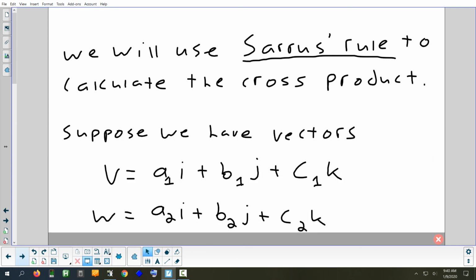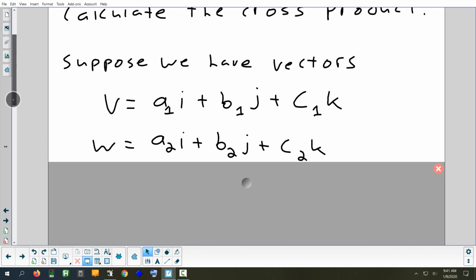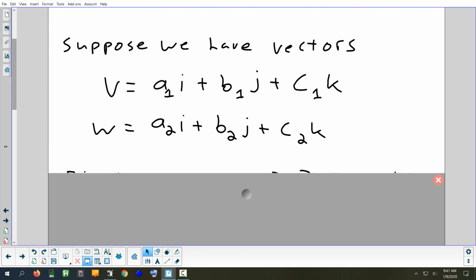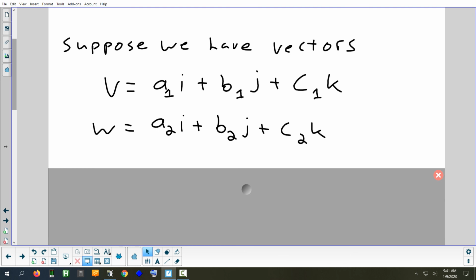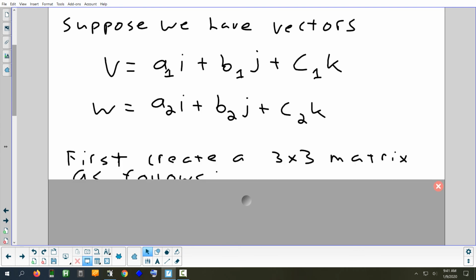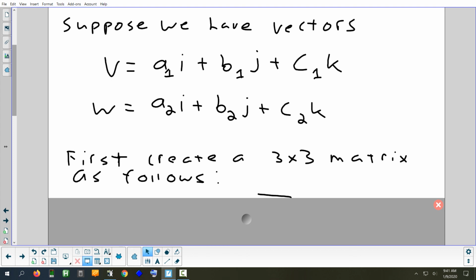So the way it's going to work is you're going to be given two vectors. The A's, the B's, and the C's would all be numbers. Like 2i plus 3j minus 4k, something like that. Okay, and what we're going to do is organize numbers in rows and columns. When you put numbers in rows and columns, that's called a matrix. Like a spreadsheet, right? Got rows and columns. So what we're going to do first is create a matrix with 3 rows, 3 columns.